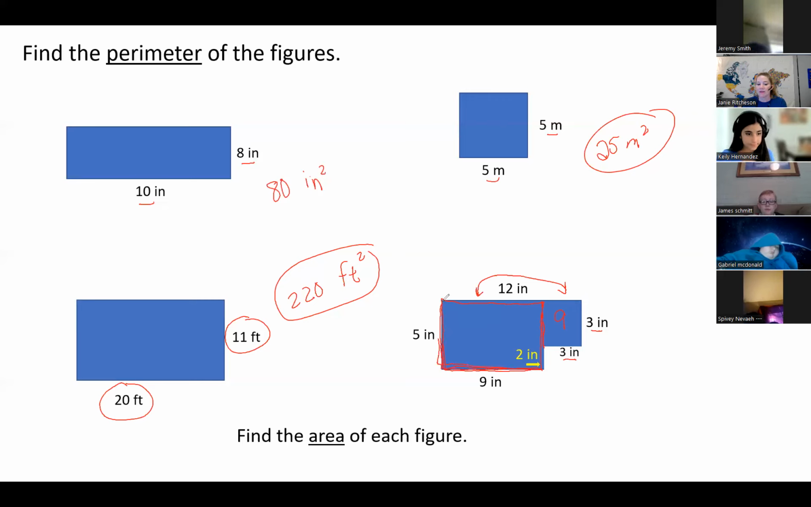Yep, 45. So now to get the area of the whole thing, I'm going to add the area of the big rectangle plus the area of the little rectangle. And the area is 54 inches squared. Beautiful. All right. Any questions? Any questions? Kaylee's like yelling at me. 54, 54, 54.